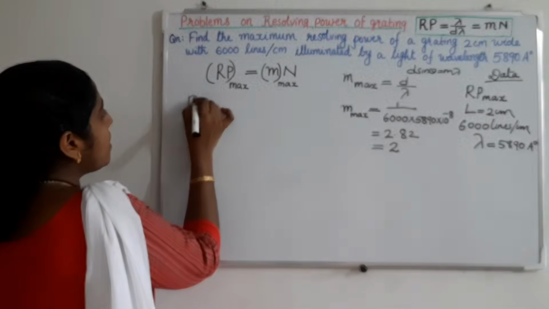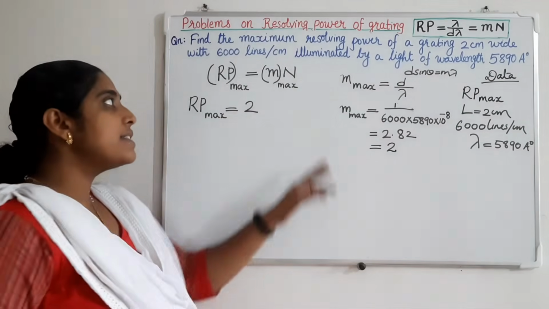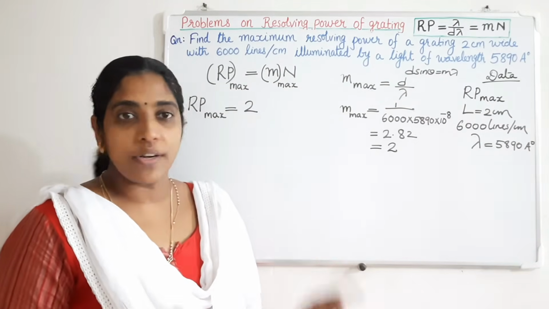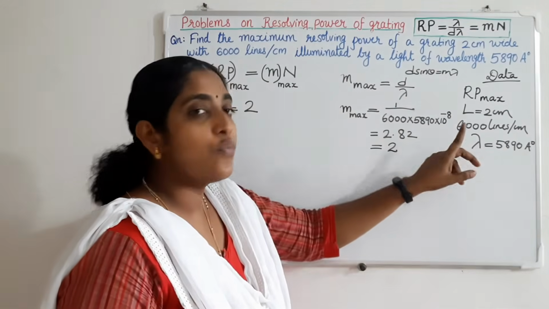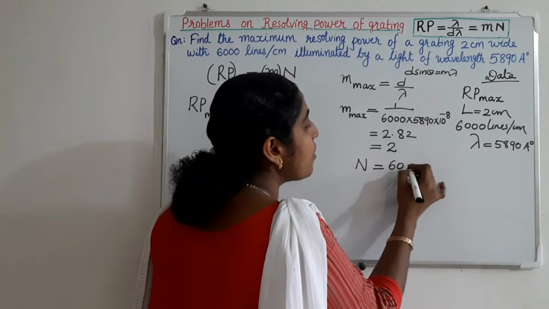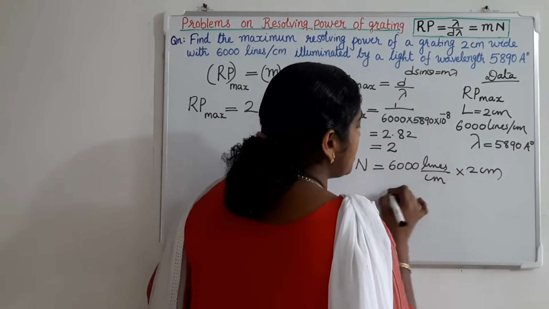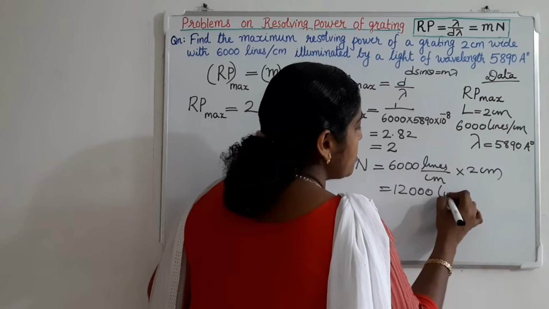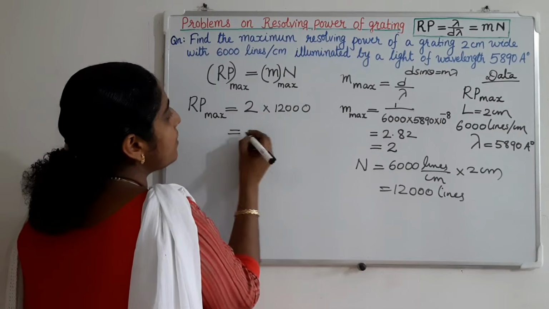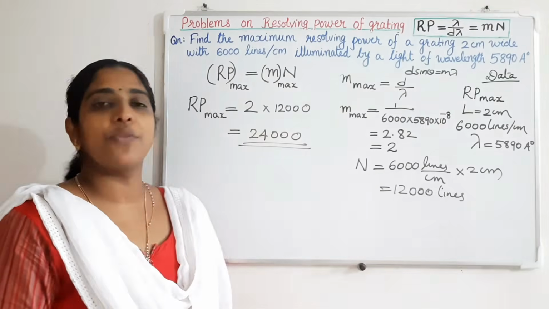So here we can find the resolving power maximum as 2 into N. What is the N here? It is not the number of lines per centimeter. It is the total number of lines on the grating. There are 6,000 lines in 1 centimeter and the length of the grating is 2 centimeter. So the total number of lines is 6,000 lines per centimeter into 2 centimeter, that is 12,000 lines. So we can substitute the value of N here, that is 12,000. So the resolving power becomes 24,000. So the maximum resolving power of the given grating is 24,000.